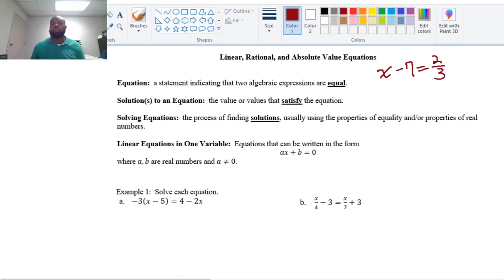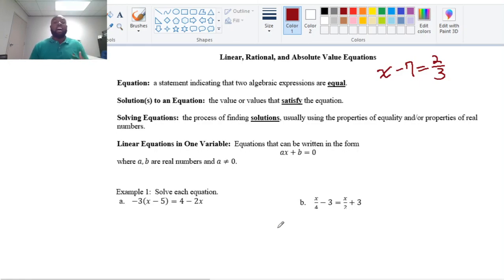It has a linear algebraic expression, x minus 7, on the left-hand side, and it has a constant polynomial, which is an algebraic expression, 2/3, on the other side, right? Our goal in this chapter is to be able to solve different types of equations. In this video, we're going to talk about linear, rational, and absolute value.